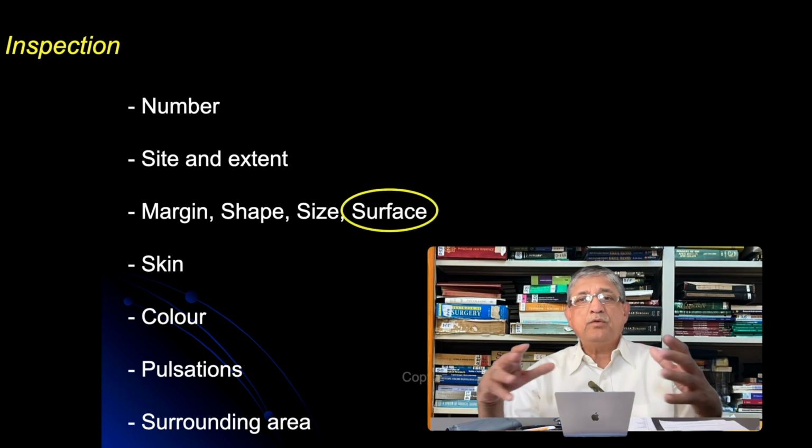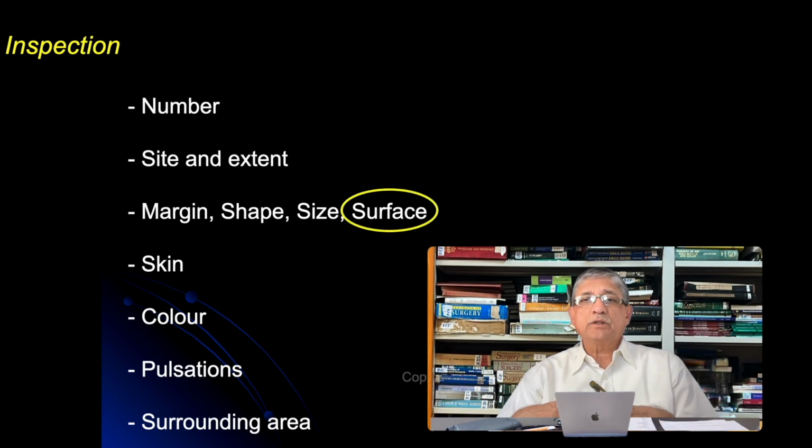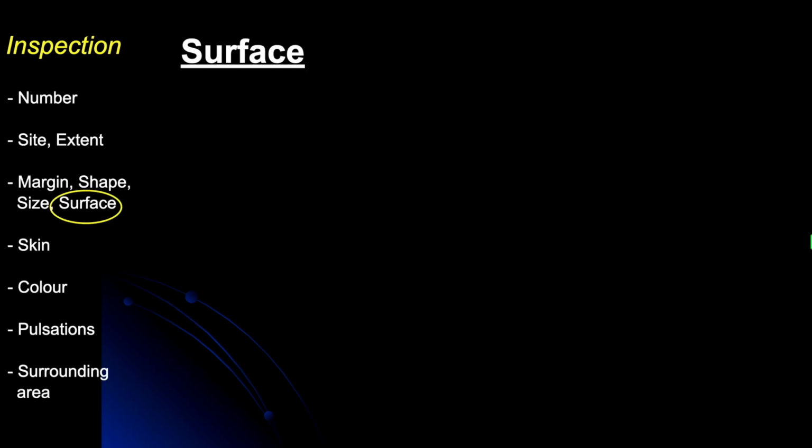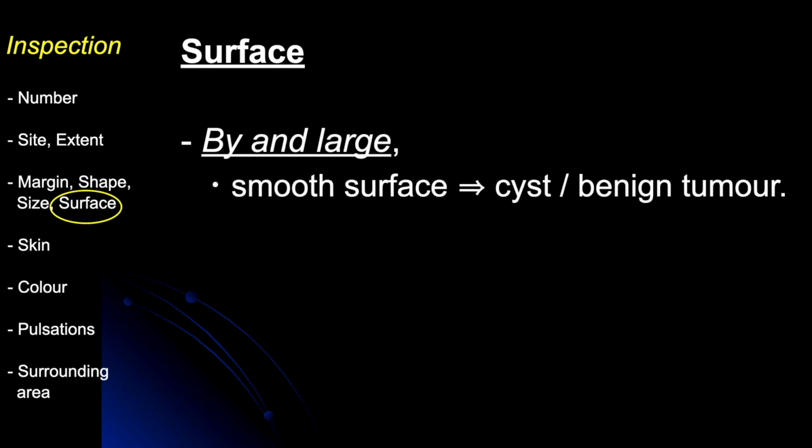The surface may give an idea about the pathological nature of a swelling. The surface of a swelling may be smooth, lobular, nodular, irregular, etc. To the best of my knowledge so far, there is no clear consensus in the definition and interpretation of the so-called lobular and nodular surfaces. Anyway, by and large, the surface of cysts and benign tumors is smooth, though this is not a rule.